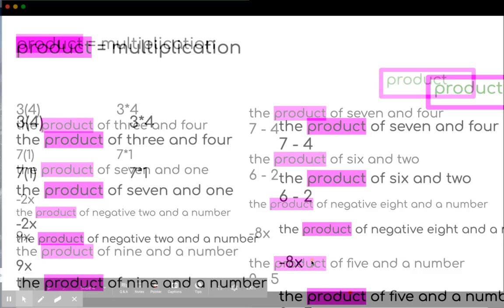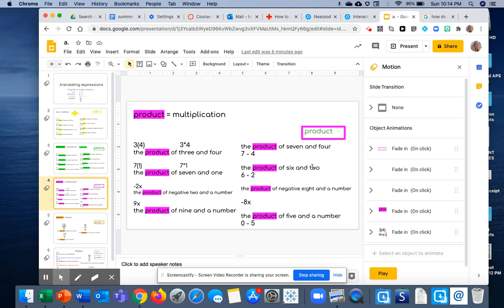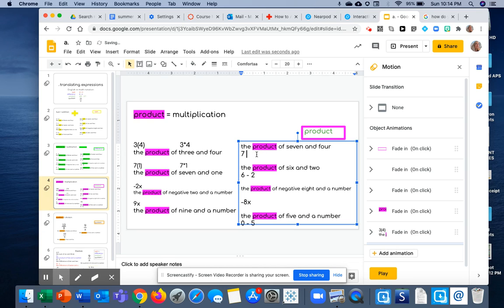You know what? Let's fix this slide right now. How would I write the product of 7 and 4? There are two ways to write it. I can write it like this: the product of 7 and 4. Or what else can I write?